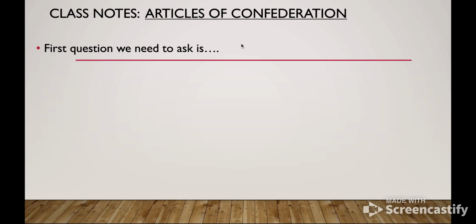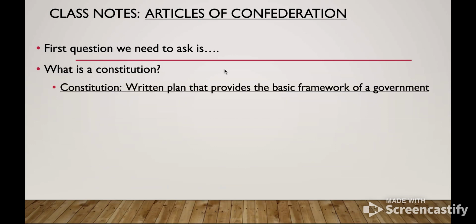So the first question we need to ask is this: what is a constitution? A constitution is a written plan that provides the basic framework for a government. It has to be written so we know what it says. It just can't be said out loud and then say, well, this is a constitution. It needs to be written down. And it's basically a setup for a new government.